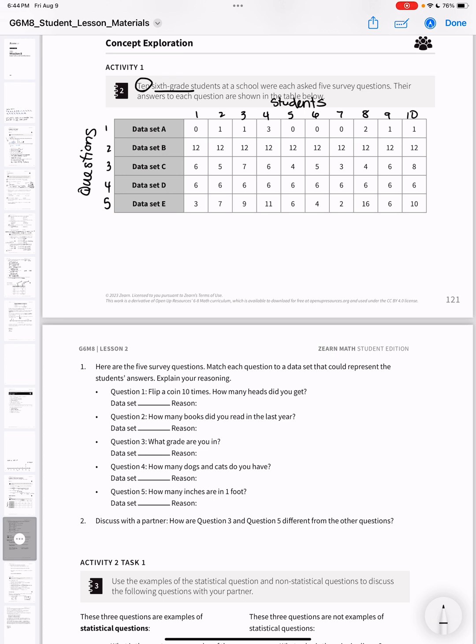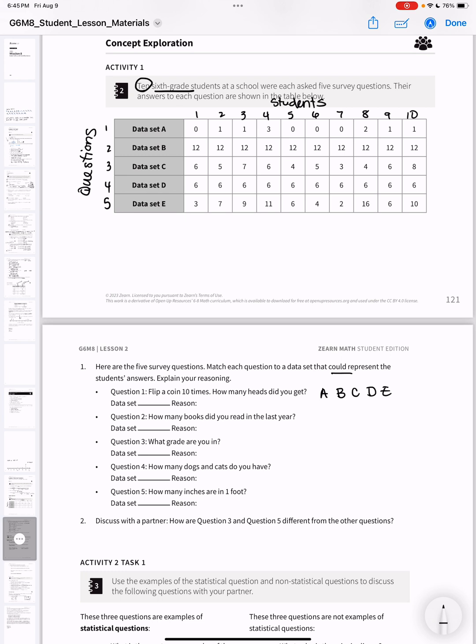Number 1, here are the 5 survey questions. Match each question to a data set that could represent the student's answers. Explain your reasoning. So we have data set A, B, C, D, and E. Question 1 says, flip a coin 10 times. How many heads did you get?